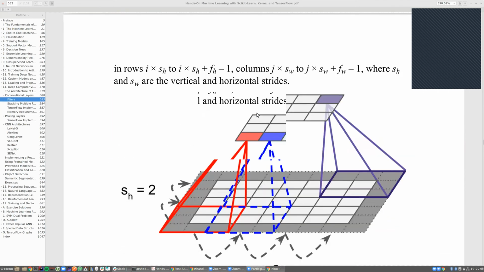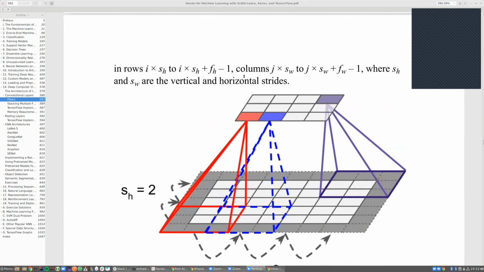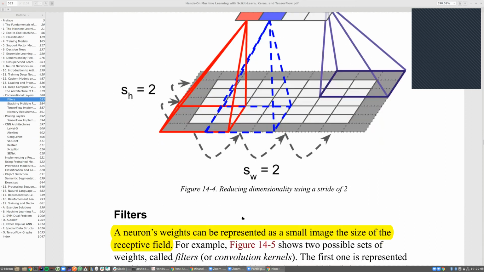Okay, so that's stride. This is a slightly more mathematical description of what's happening if you have a stride, exactly how the pixels are being picked up. But we're going to come back to it in a second because they've got even more.